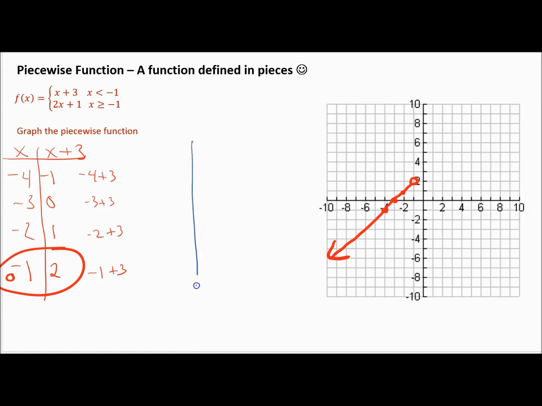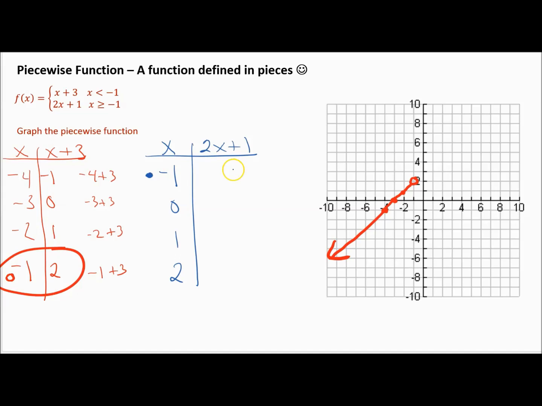Okay, so I'm going to do a t-table. I'm going to have an x, and then my second piece is 2x plus 1, which is my y value. Now, it says I'm only supposed to plug in x's greater than or equal to negative 1. So I actually can plug in negative 1, and then I can plug in, say, 0, 1, 2. That should be plenty. Okay, now, at negative 1, because there's an equal to, when I plot that point, it's going to be a filled in circle. As opposed to the first one, where we had an open circle, it's going to be filled in.